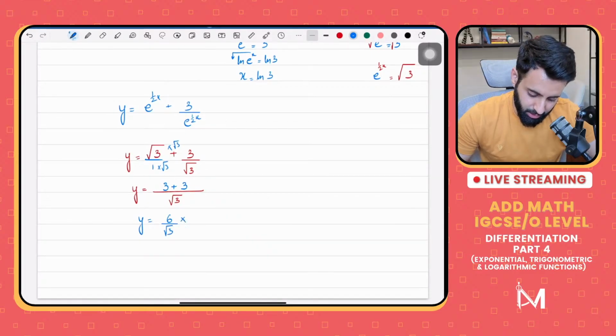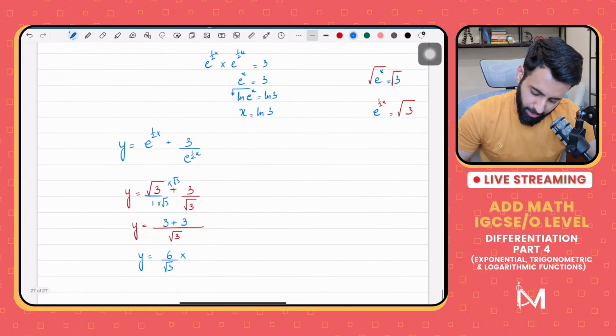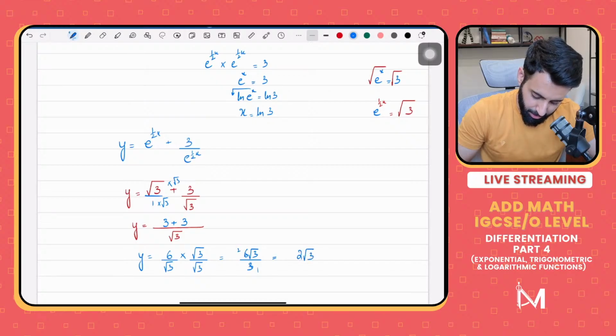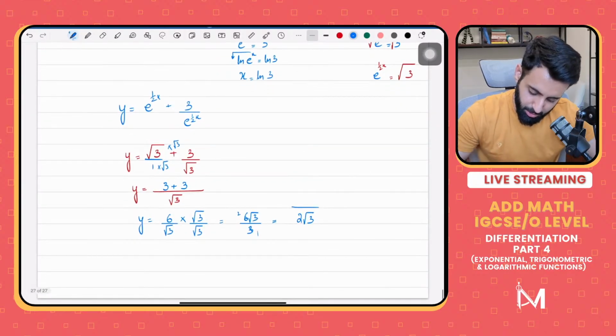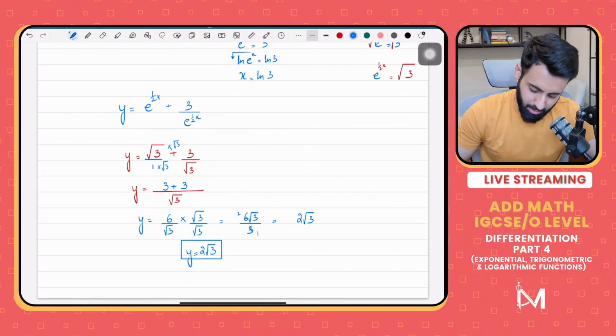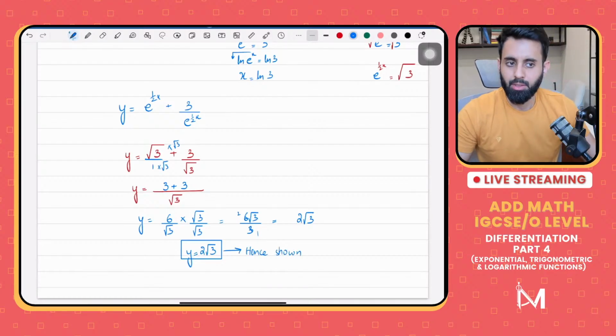Now, this is not the form the question wants, so we're going to rationalize this. We multiply the numerator and the denominator by root 3. The numerator becomes 6 under root 3, the denominator becomes 3, and when you simplify, 3 ones are 3, 3 twos are 6. So the final answer is 2 under root 3. This is what we were supposed to do: show that the y coordinate of the stationary point is 2 under root 3, and we have done exactly that. Hence shown. Make sure to write the statement. It'll make you feel good.